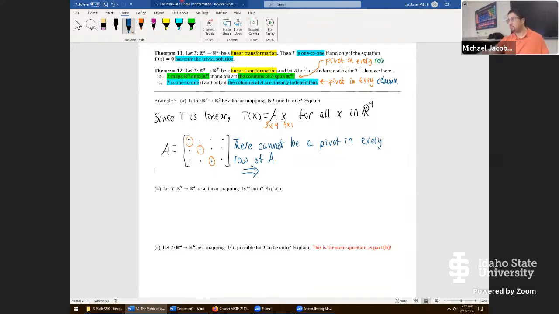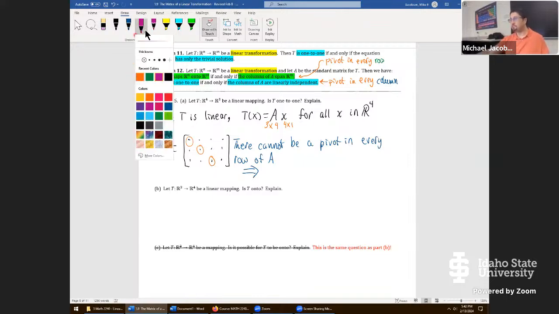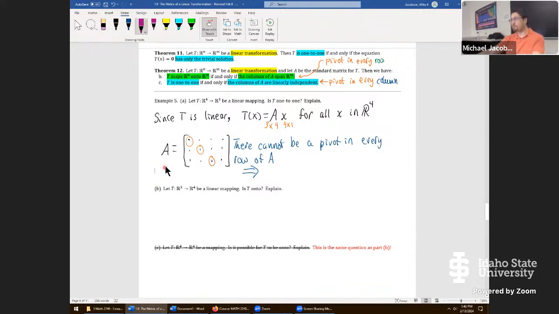This implies, let's use a special color here because it's easy to get mixed up. Our conclusion is not about A. That's just how we got there. The question is about T itself. So when we go to write our conclusions, we have to mention this implies T is not 1 to 1. So be sure you write down a conclusion that's about the actual mapping, not about the matrix itself. That's kind of a small thing, but it's good to say what we mean and mean exactly what we say with this kind of stuff.